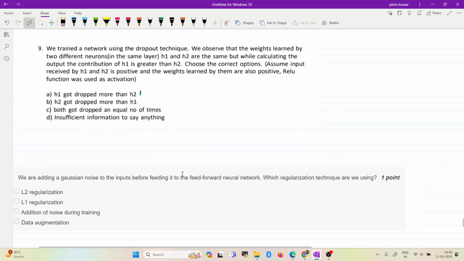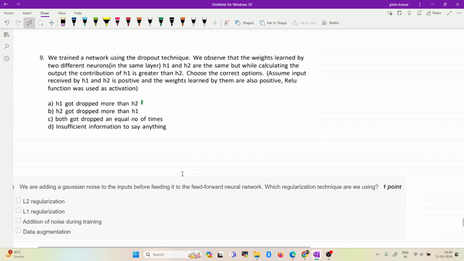So now let's get back to this question that we had. This question says that we trained a neural network using the dropout technique. We observed that the weights learned by the two different neurons in the same layer, H1 and H2, are the same. But while calculating the output, H1's contribution is more. So P1 times W is more than P2 times W.